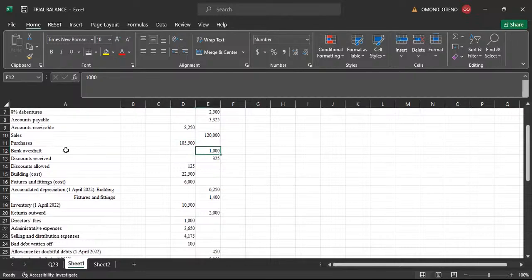Bank overdraft, that's a liability. Discount received, income item. Discount allowed, expense item. Buildings at cost, that is non-current asset. Fixtures and fittings at cost, that's an asset, and of course non-current. Accumulated depreciation, the reduction in value of the non-current assets due to wear and tear or due to usage.